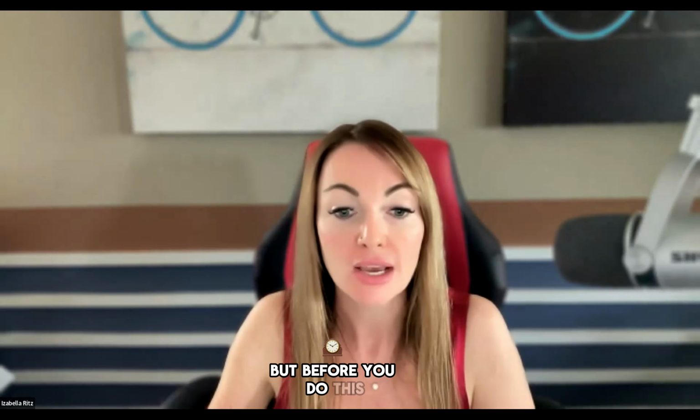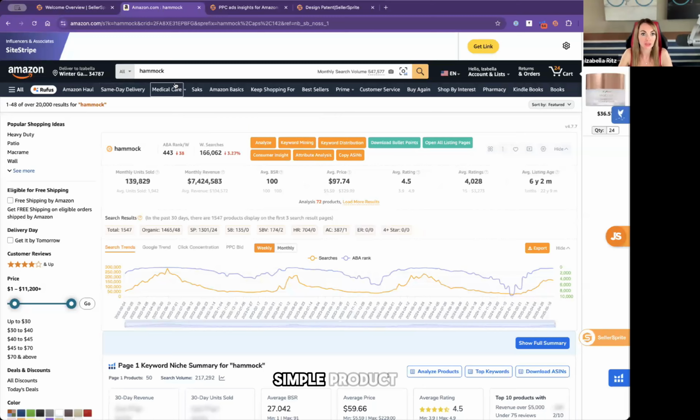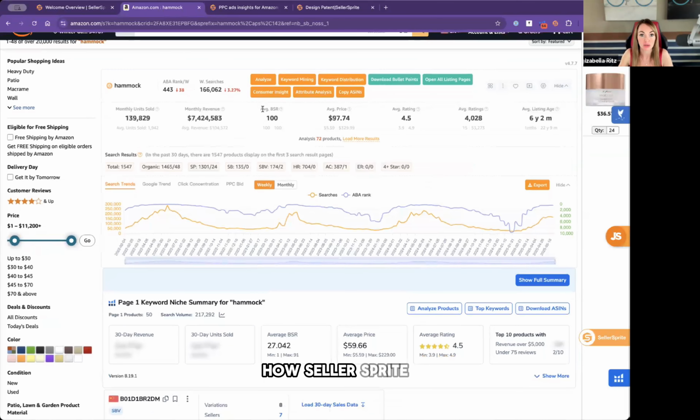But before you do this, let me share the screen and let's see how this thing works. So I pulled up a very simple product. I just put hammock into the search, and because I don't want any of you to fall in love with an idea I will be going over, this is just an example and this idea of course is not validated. But let's just take a look at how SellerSprite works.